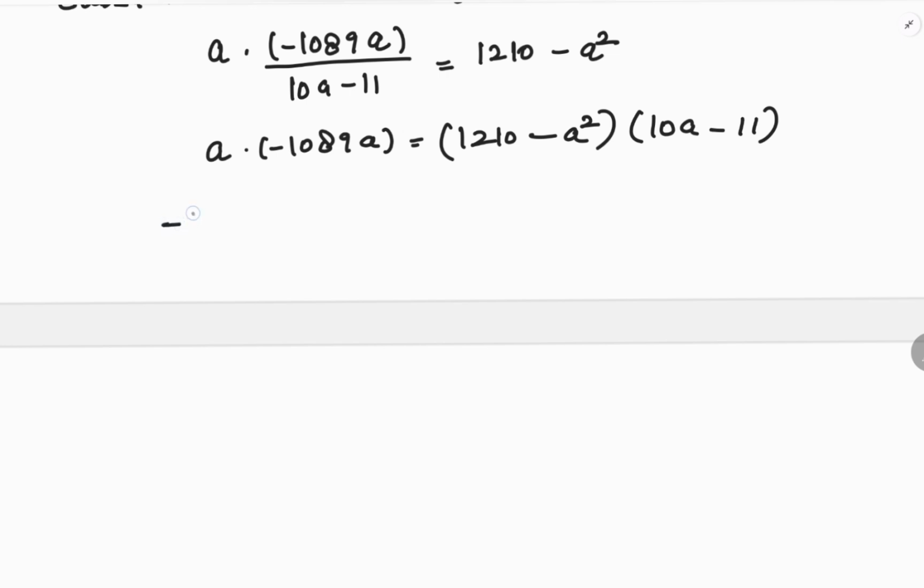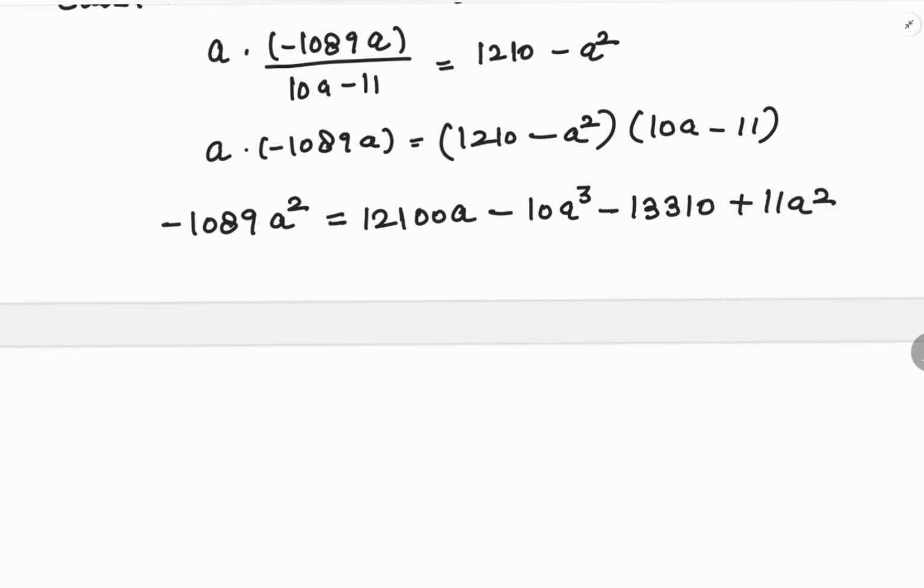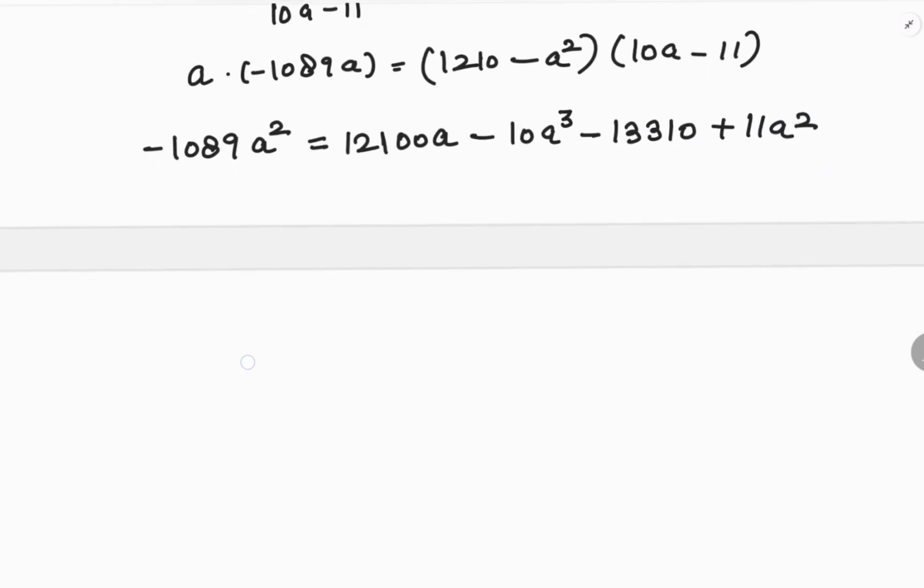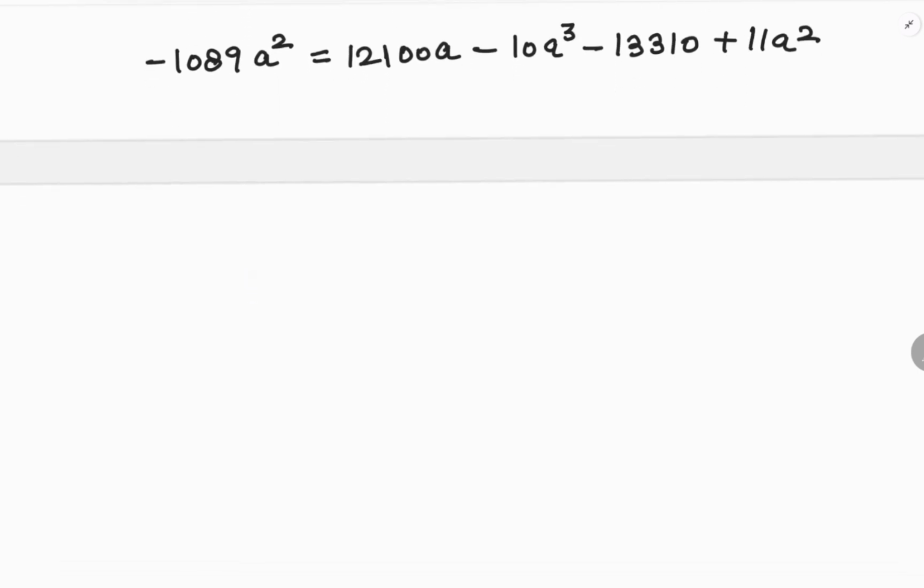Okay. So this is minus 1089a square is equal to, we will multiply these brackets. The first term times this is 12100a, right? Minus 10a cube. If you multiply this with this, you will get 13310 and plus 11a square, right? Okay. So what do we have now? This equation we will rearrange and solve whatever we can, like we can combine the a square terms.